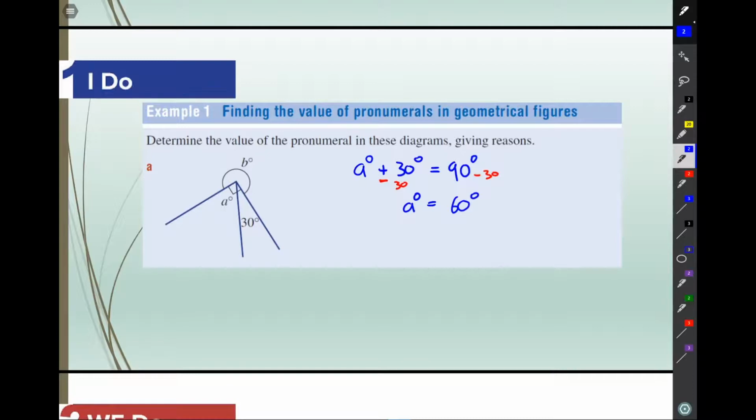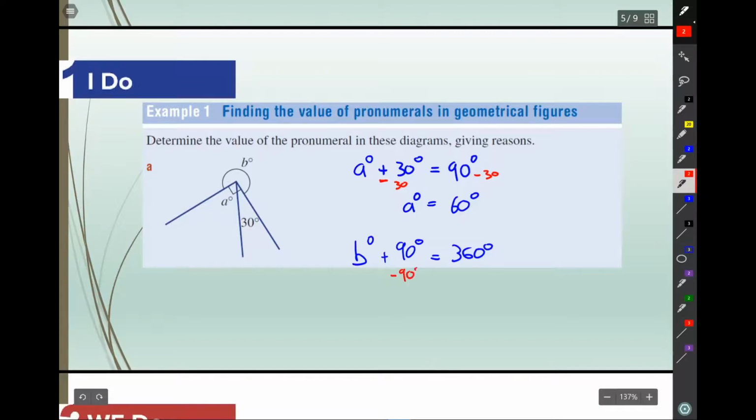Now, we can also use this same principle to figure out what B is. We know that angle B plus 90 degrees has to equal a full revolution. We talked about a full revolution in our last video. And we can use the same process to find out what just B is. Angle B is 270 degrees.